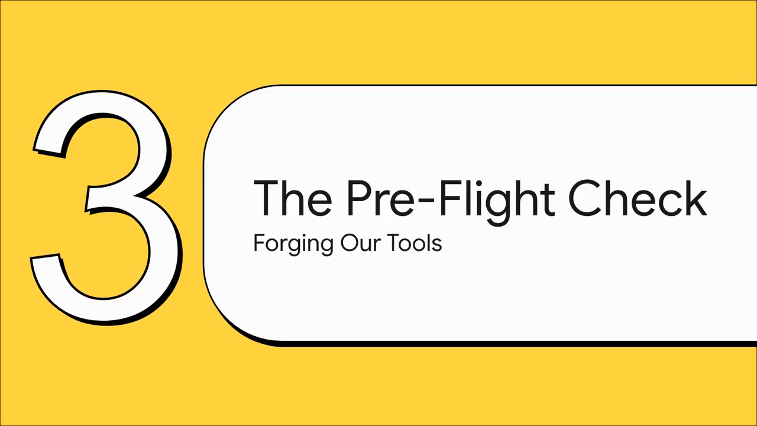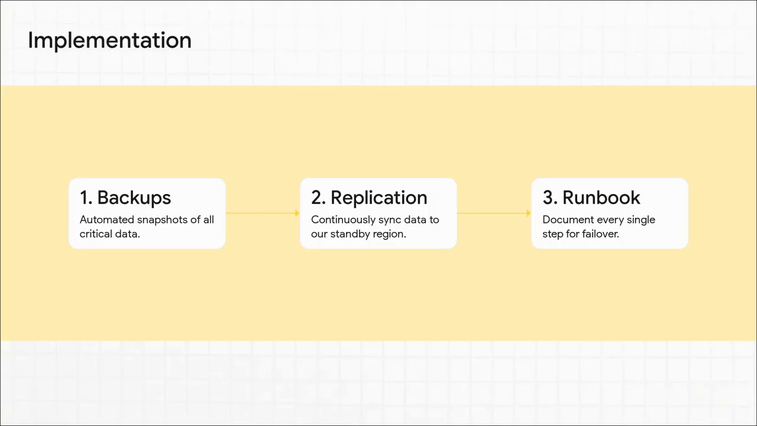So, with the blueprint locked in, it was time to actually start building. This next part of the story was all about the implementation, about forging the actual tools, scripts, and processes that would make a seamless failover even possible. We broke down all the work into 3 really critical streams. First, we automated backups for absolutely everything, non-negotiable. Second, we configured cross-region replication. This was huge. It meant our data was constantly, and I mean continuously, syncing to that standby region. That was our secret weapon for hitting that tiny 5-minute RPO.